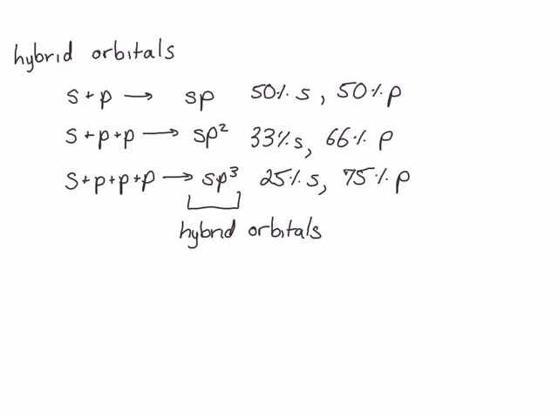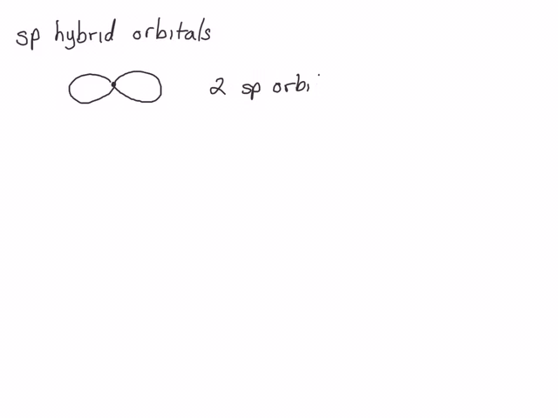Next, we'll talk about what these hybrid orbitals look like. We'll start with sp hybrid orbitals. sp hybrid orbitals are a combination of one s and one p orbital, and they look like this. We have two sp orbitals because whenever we hybridize orbitals, we end up with the same number of orbitals we started with. So one s and one p gives us two sp orbitals. And remember that if we put two electron pairs as far apart as we can in space, they're going to be 180 degrees from one another. And that gives us something called linear geometry.